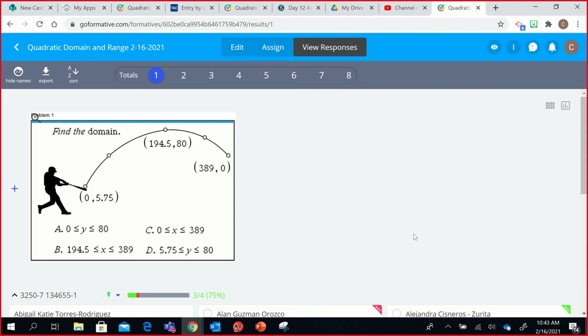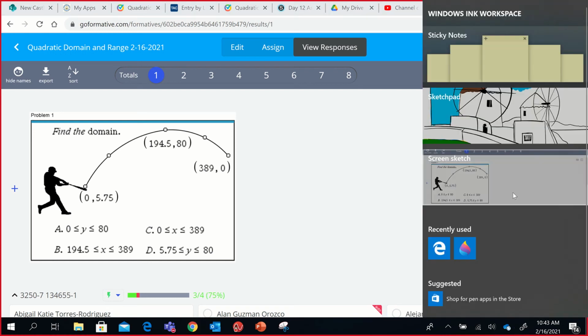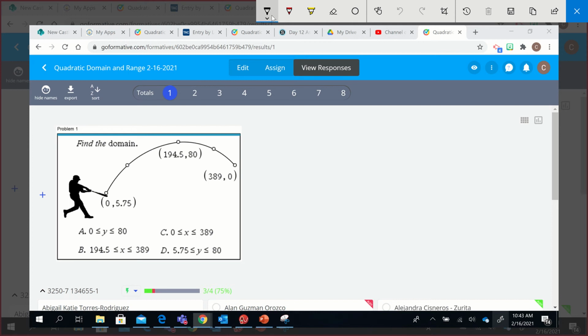All right, this is quadratic domain and range. This one deals with domain primarily, so I'm going to take a picture of it and I'm going to explain it. And I'm going to use the colors that I like. So we say domain. So this is that Dr. XY. Remember we had Dr.